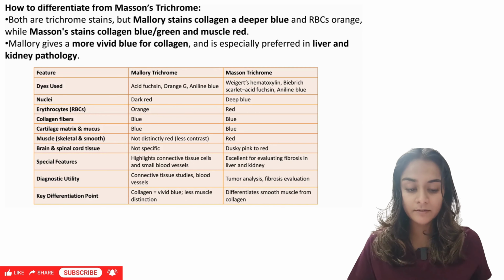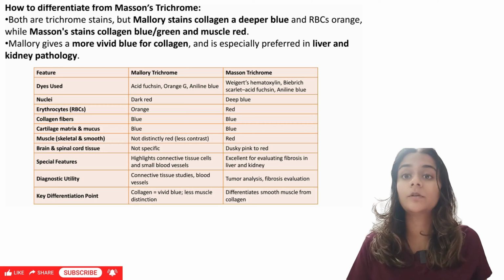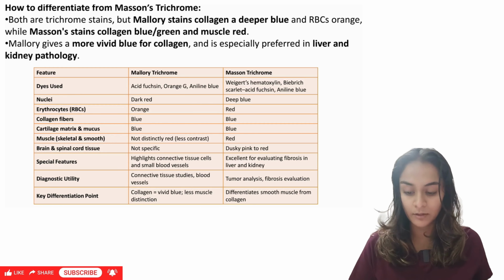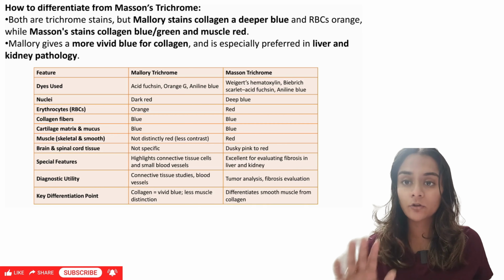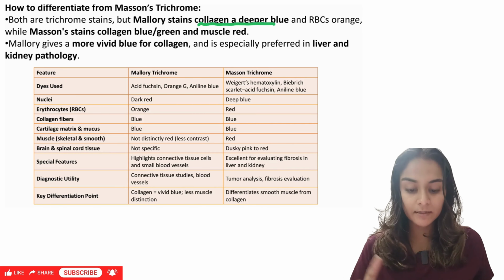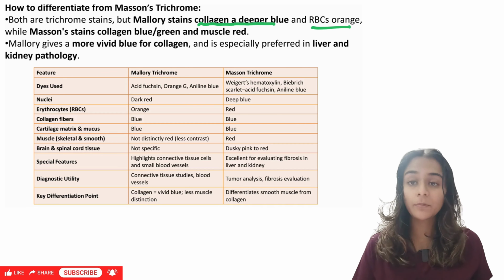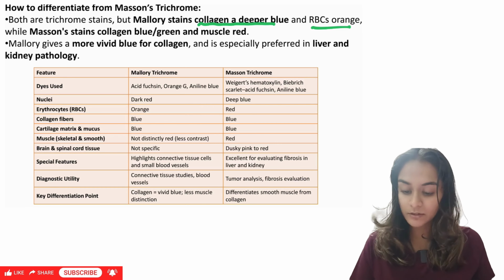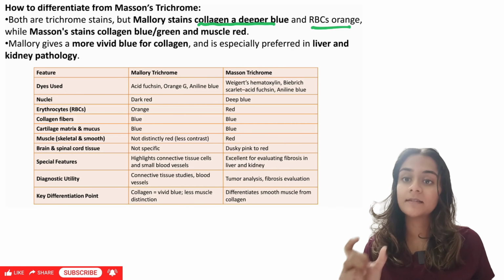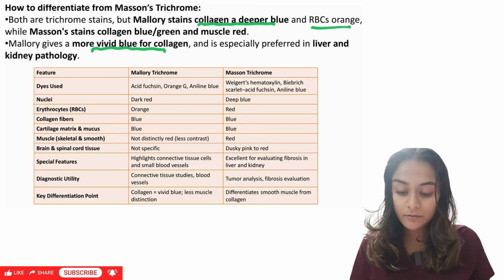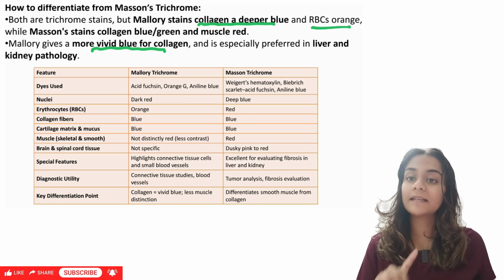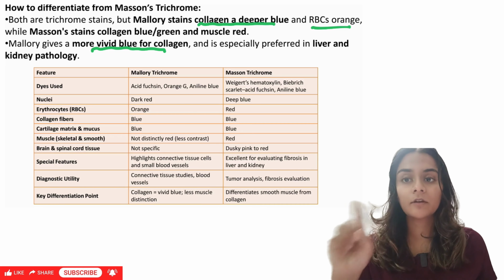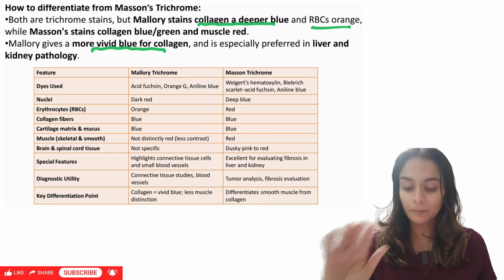Now over here is how to understand and differentiate between Masson's Trichrome stain and your Mallory stain. Both are trichrome stains, as the name suggests. But Mallory stains collagen deeper blue and RBCs are orange in color, while Masson's Trichrome stains collagen blue to green and the muscles are red in color. Mallory gives a more vivid blue for collagen and is especially preferred in liver and kidney pathology. So for Mallory stain you have to remember two: liver and kidney pathology.